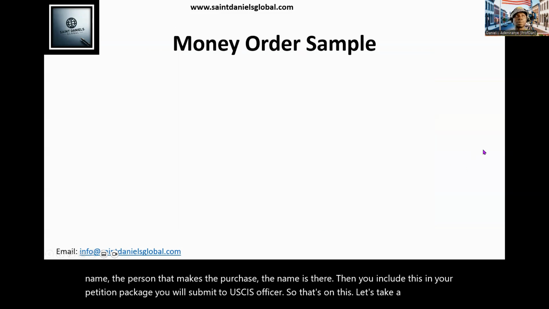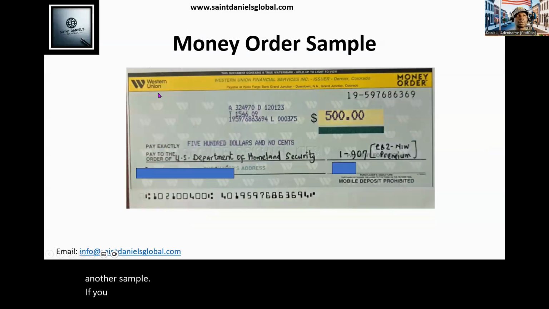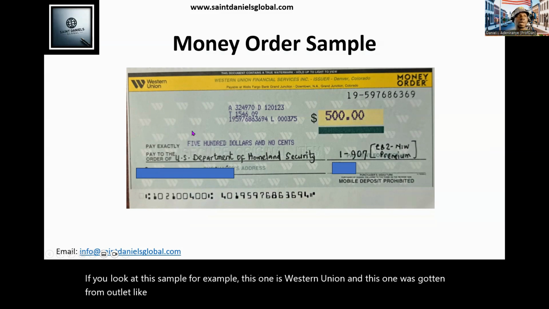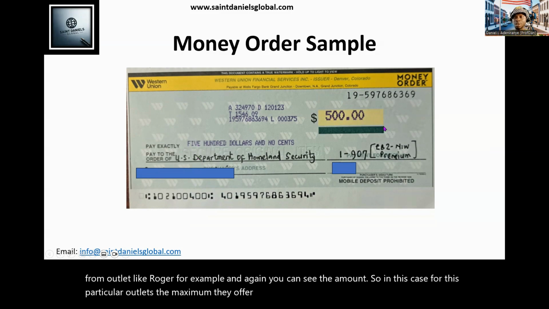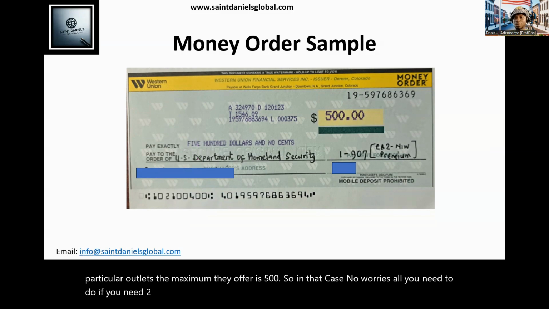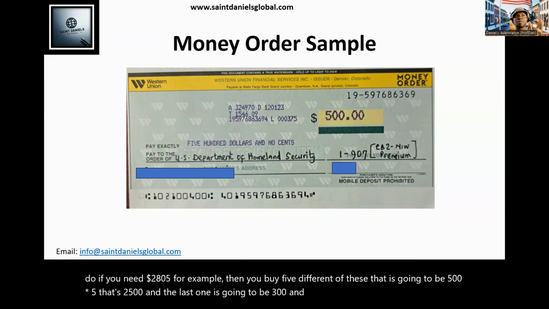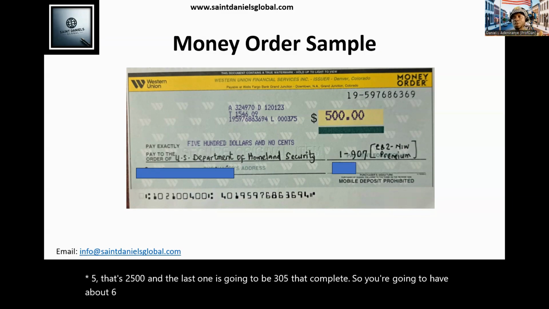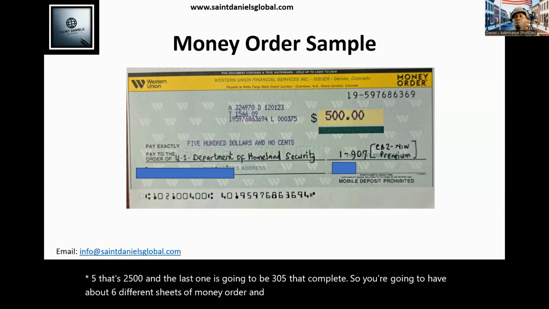Let's take a look at another sample. This one is Western Union, and this one was gotten from outlets like Roja, for example. And again, you can see the amounts. For this particular outlet, the maximum they offer is 500. So in that case, no worries. If you need $2,805, for example, then you buy five of these. That's going to be 500 times 5, that's 2,500. And the last one is going to be 305. That completes it. So you're going to have about 6 different sheets of money order, and that makes one payment for your premium processing.